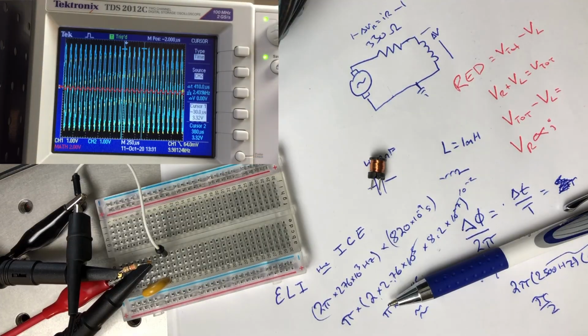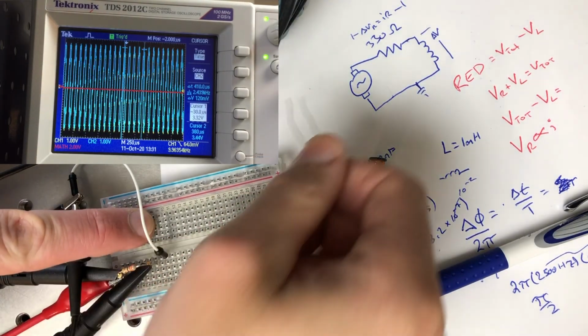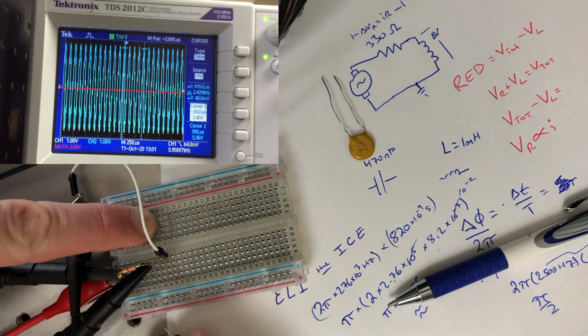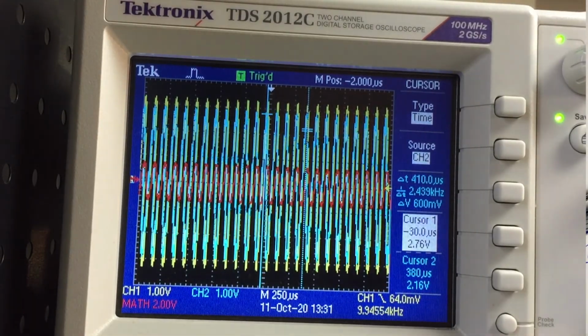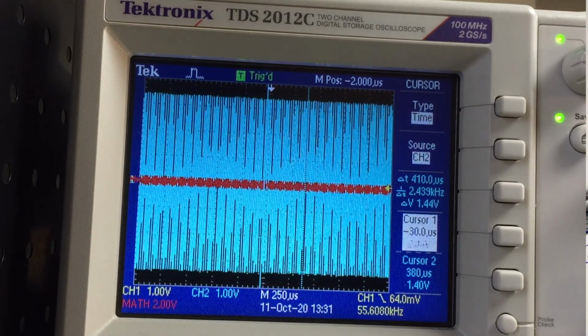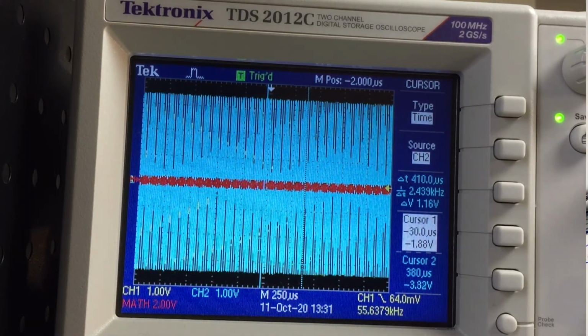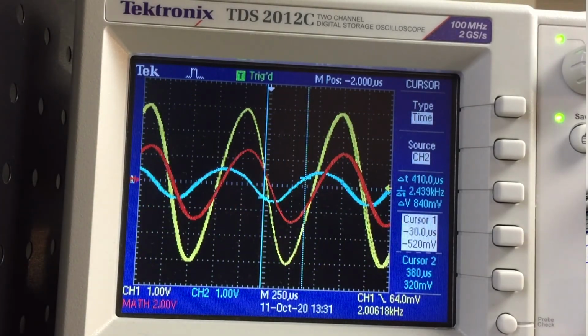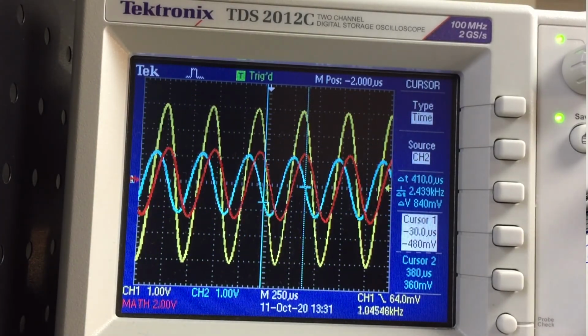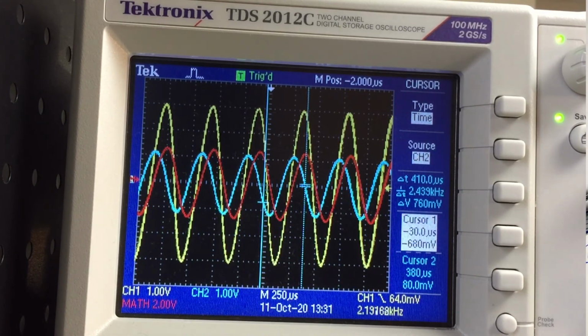If we do a quick swap, we should get the opposite behavior. So as I crank up the frequency, the resistance goes down, and it'll make it very slow, and the current gets big because we have a very low impedance. All right, it looks like it all makes sense.